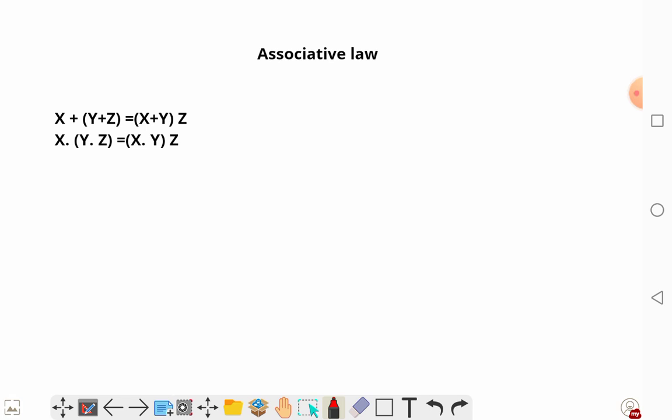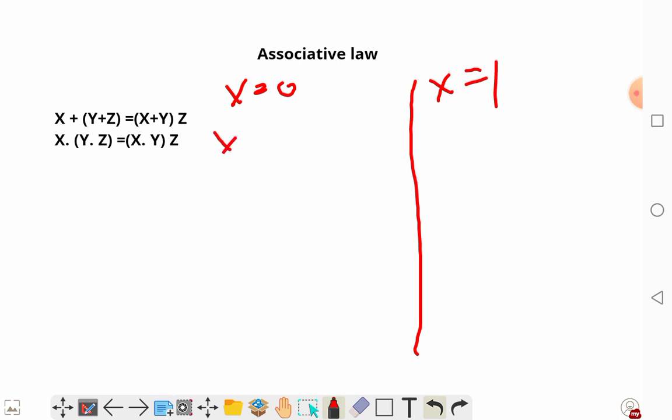The next law we have is the associative law. Same method. It is very easy to solve using the perfect induction method. Now x becomes 0, and the next is x is equal to 1. Write the expression as it is: x plus y plus z is equal to, first we will solve for this one.